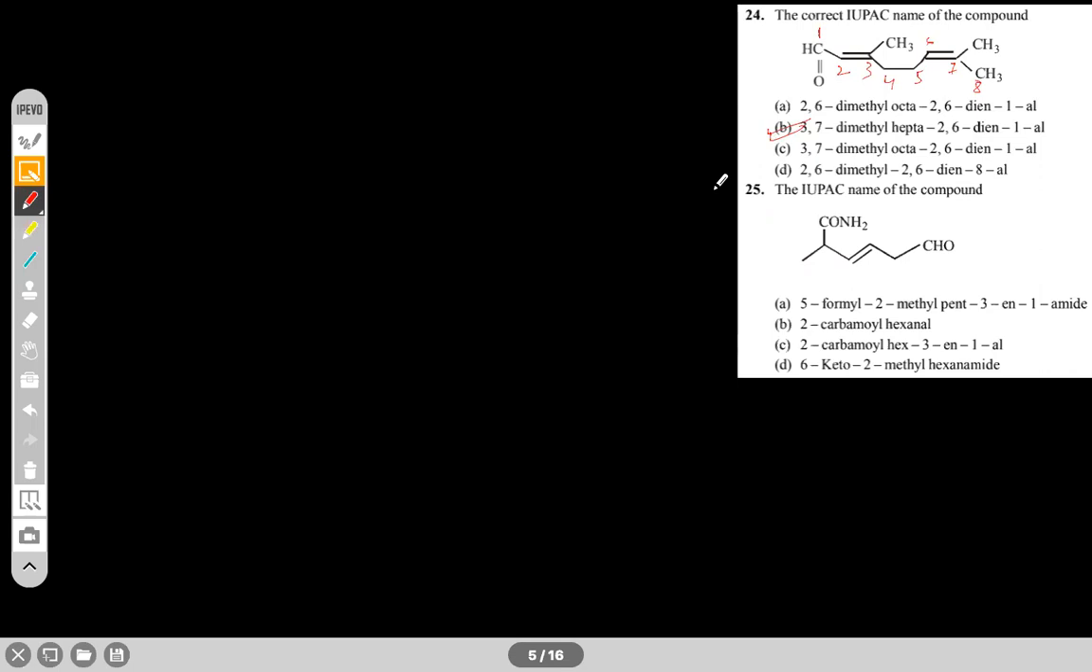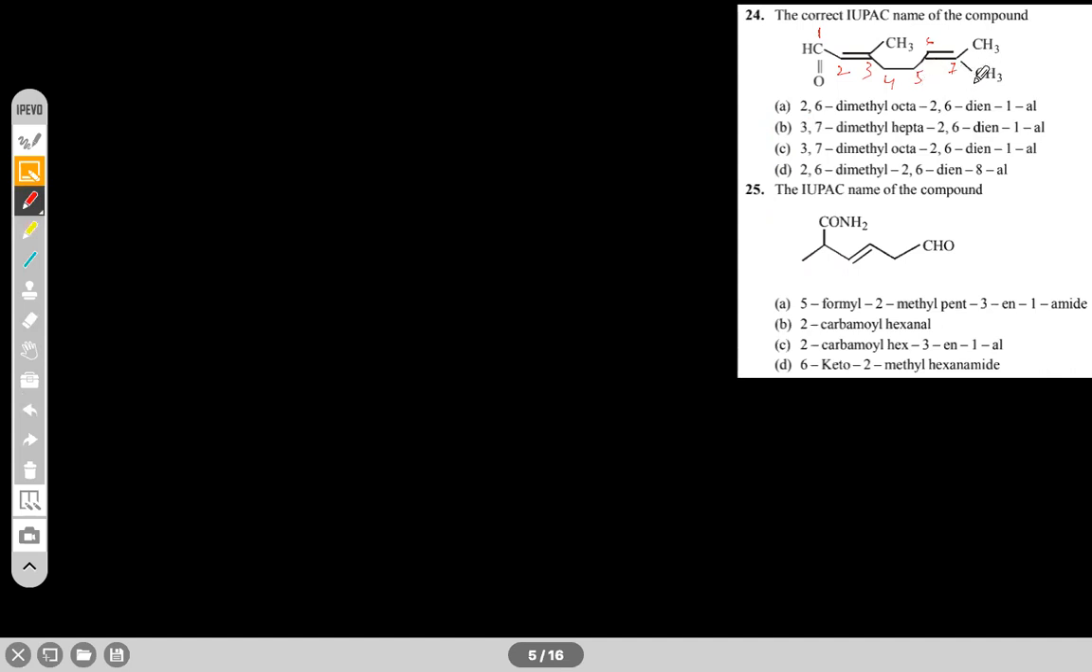Easily you can eliminate option C. 2 and 6 not possible because we know the position of the methyl groups. It is 3 and 7. 3 and 7, but octa, 8 carbon atoms is not there. Is it 8 carbon atoms? Oh, we have 8 carbon atoms. My bad. We'll make the changes here. I'm sorry, we have 8 carbon atoms here.